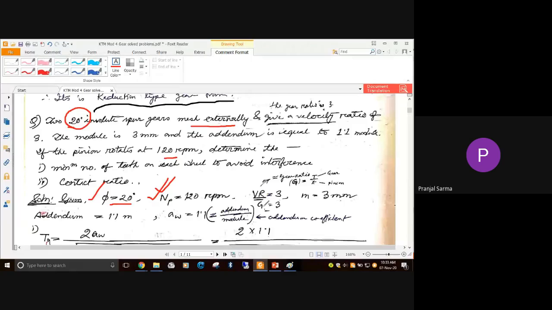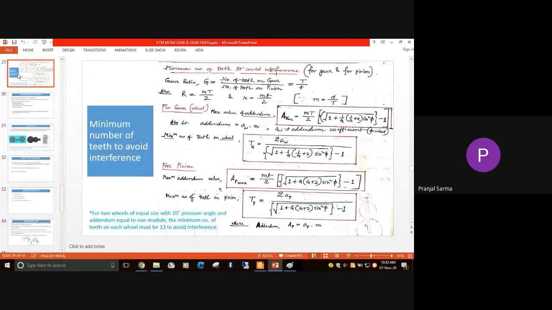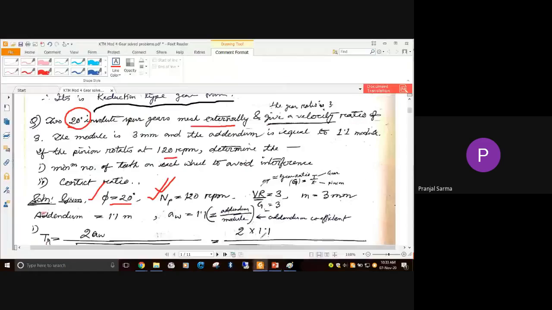Then the velocity ratio or the gear ratio will ultimately be useful, if you remember, we have gone through this expression. So here the gear ratio, module, number of teeth, etc. are required. So that G, the gear ratio, is given as 3, and the module is also given as 3 millimeter. So take care of the units. Module is generally given in millimeter only. With small m we denote module, so m equal to 3 millimeter. Addendum is given as 1.1 times the module, so addendum equal to 1.1 into module.